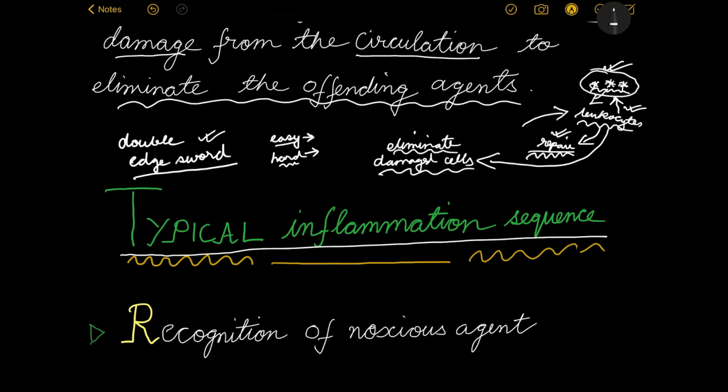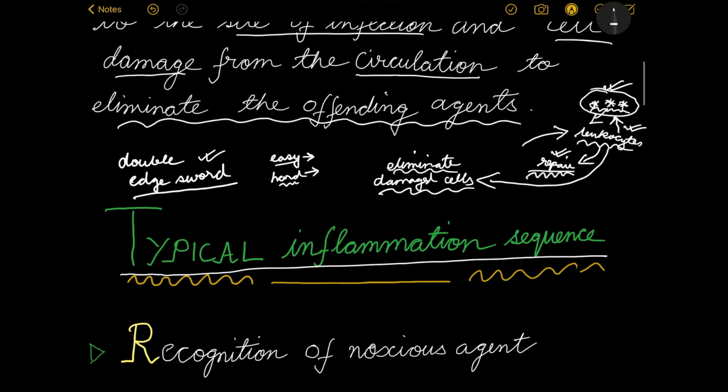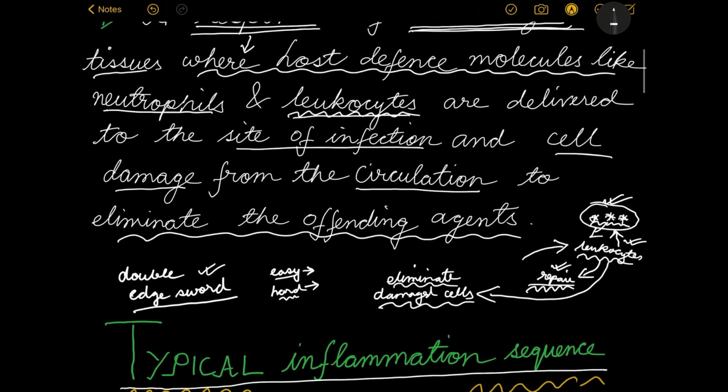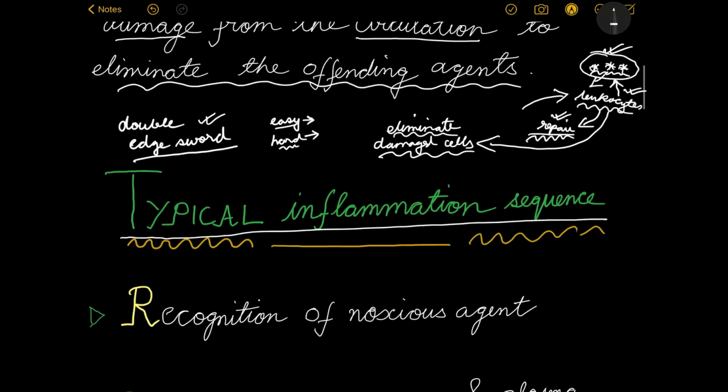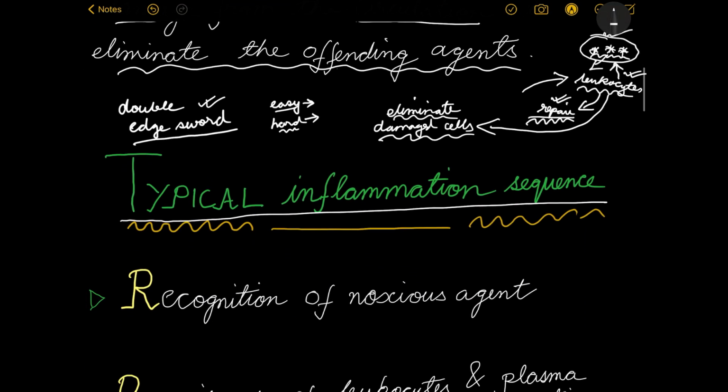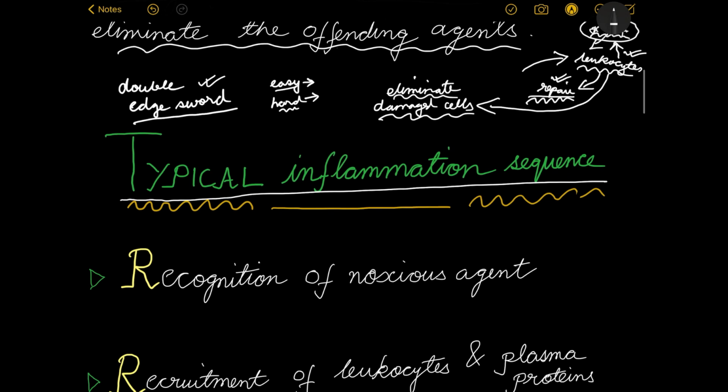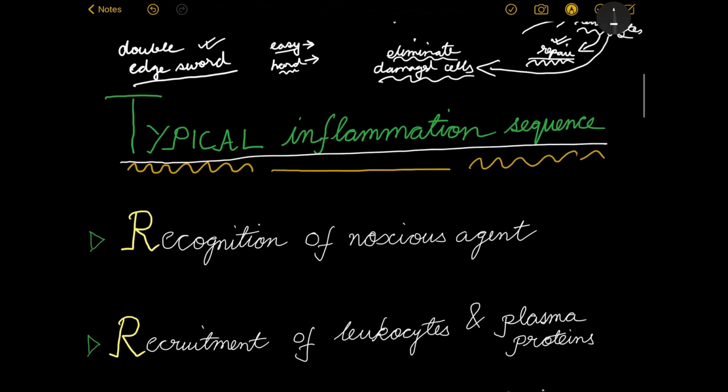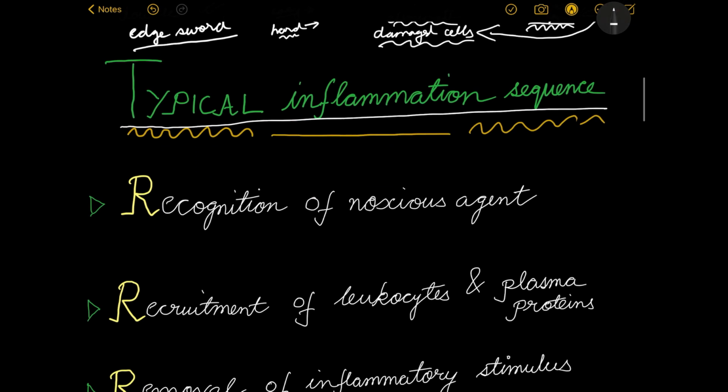Anyways, this is something which is actually linked to the definition and the concept of inflammation. We will come to this concept later, this balance between harm and goodness, you might say, of inflammation. We'll come to that later when we talk about the types of inflammation. But now, let's move on to the typical inflammation sequence.